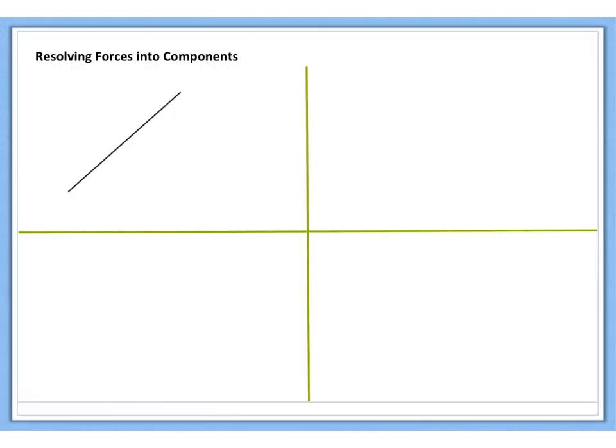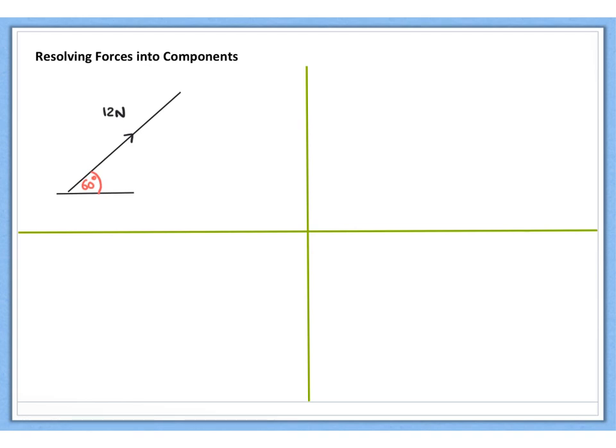Here's my force, and it is a force of magnitude 12 newtons. As you can see, it is acting at an angle above the horizontal. I need that information about the angle in order to proceed, so I'm going to fill it in. The angle here is going to be 60 degrees. Now, what we do is we resolve this force into a pair of components.